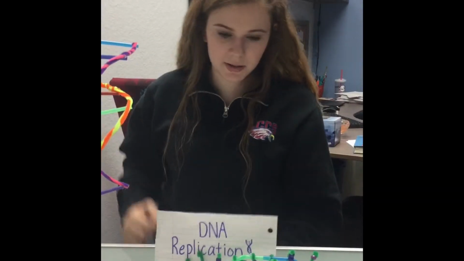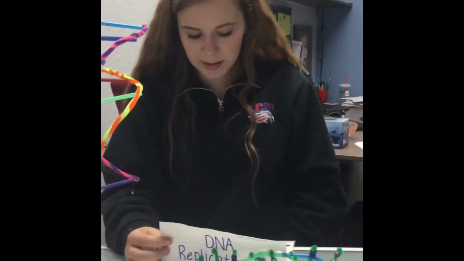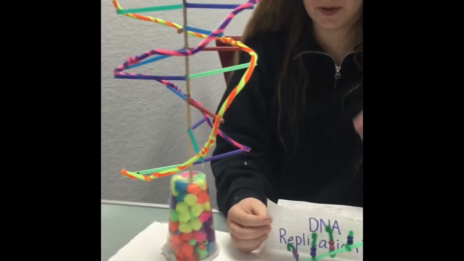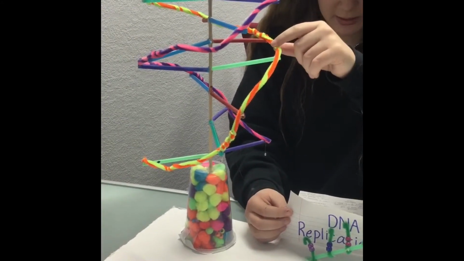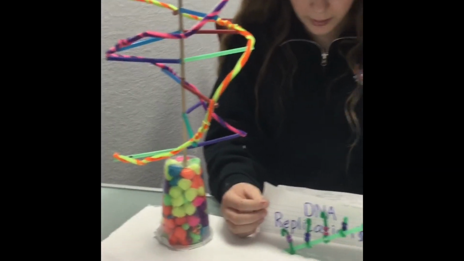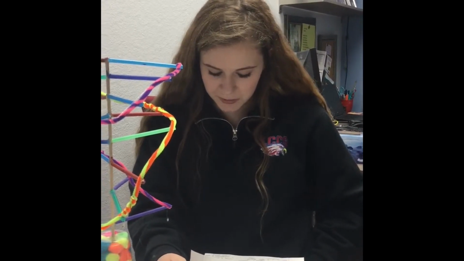So the next thing is hydrogen bonds, which as you can see we labeled over here. A goes with T and C goes with G. And then there's nucleotides, which is what makes up DNA. So there's the phosphate group, which would be right here, and the deoxyribose sugar is right here. And then we have the nitrogenous bases, which are the straws. And then DNA is replicated by making a strand that is complementary to each single strand. And yeah, that's basically how DNA replication happens.